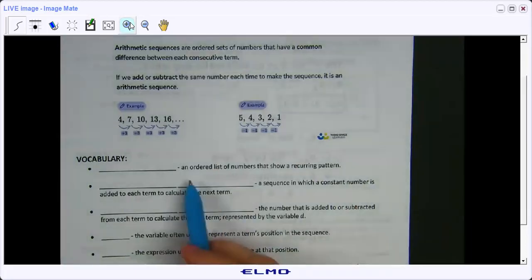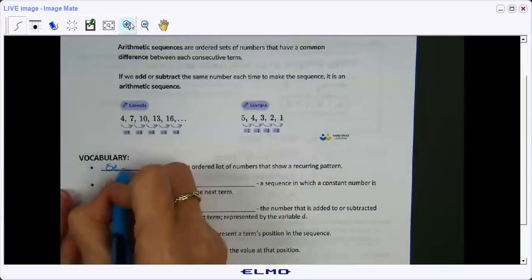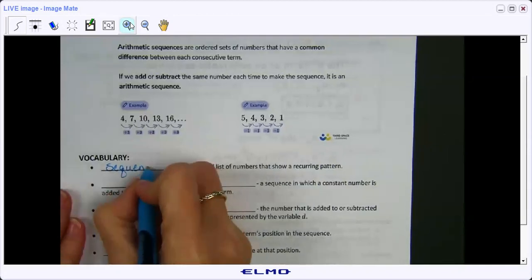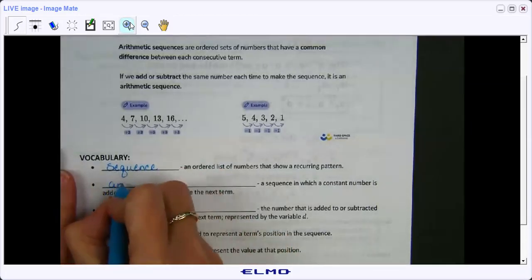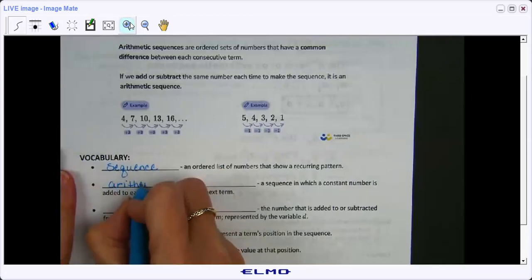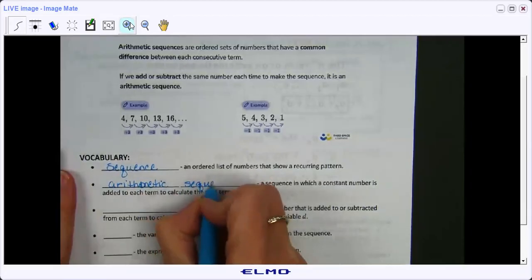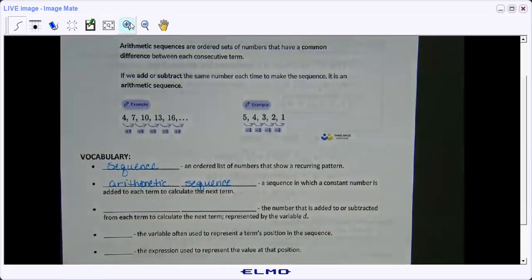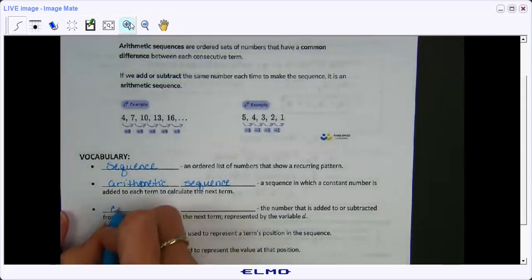An ordered list of numbers that shows a recurring pattern is called a sequence. A sequence in which a constant number is added to each term to calculate the next term is called an arithmetic sequence. And the number that is added to or subtracted from each term to calculate the next term, represented by the variable d, is called your common difference.